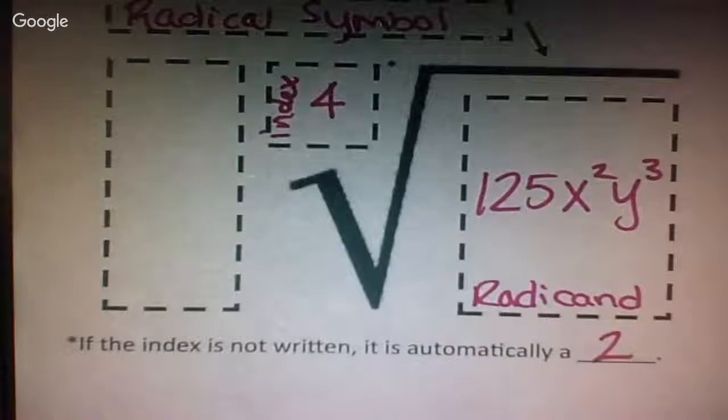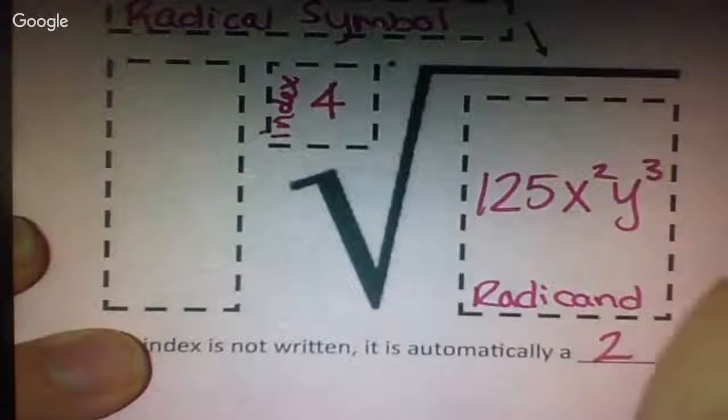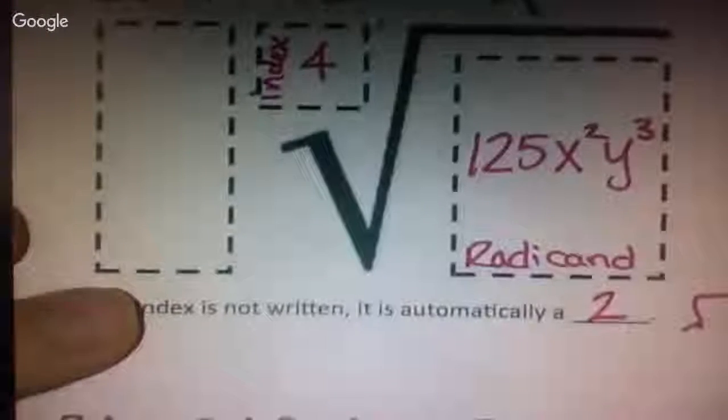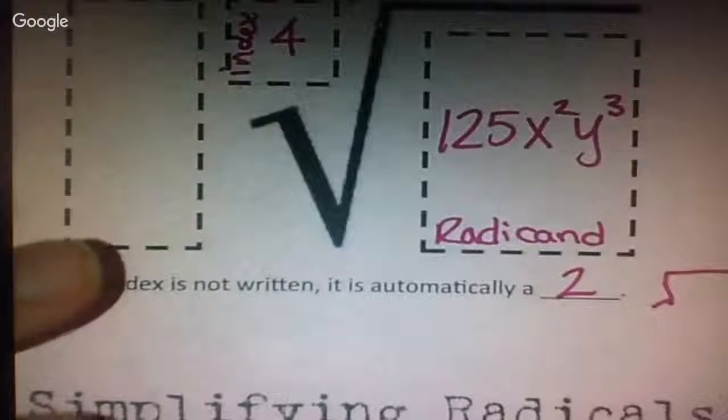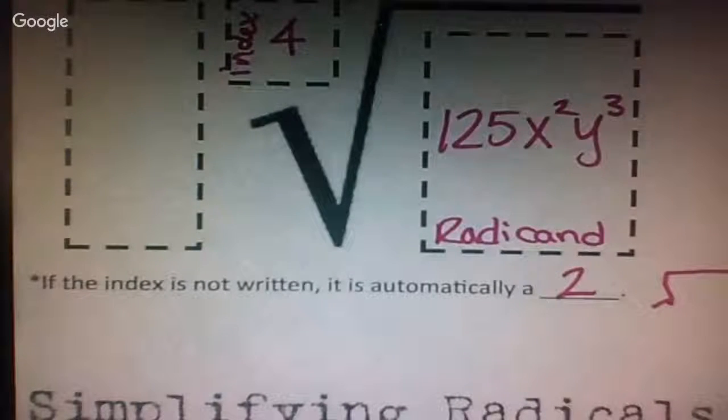If the index is not written, in other words, if you see something that looks just like this, your index is a 2. If you have nothing written there, your index is a 2. That is square root. If I change it to a 3, it becomes cubed root. If I change it to a 4, it becomes the fourth root. That would be the fifth. Or 6th root, 7th root, 17th root. There are no words for those.